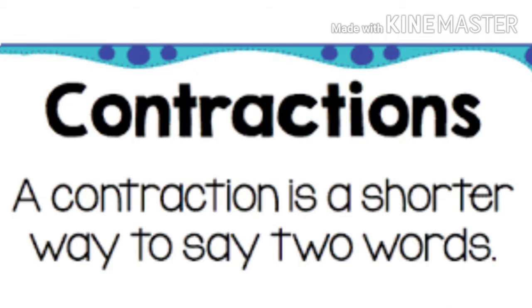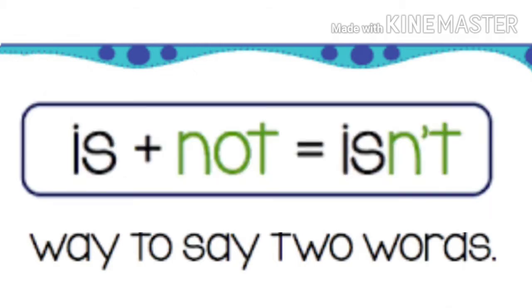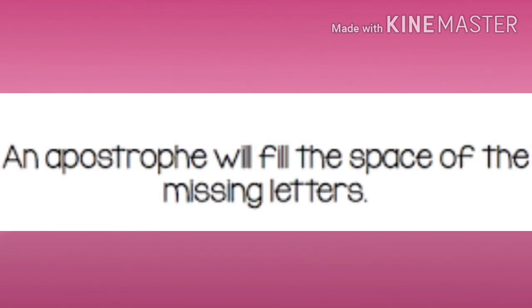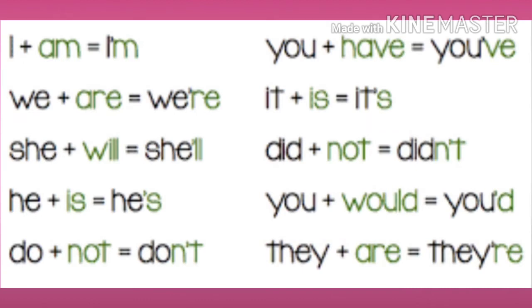A contraction is a shorter way to say two words. For example, is plus not, isn't. An apostrophe will fill the space of the missing letters. For example, I plus am, I'm. Here, the apostrophe is filling the space of missing letters.